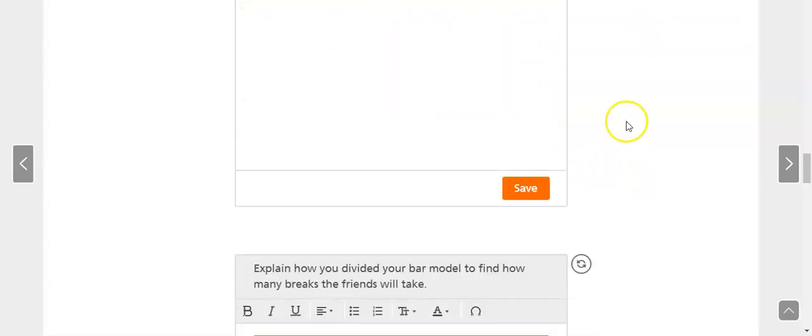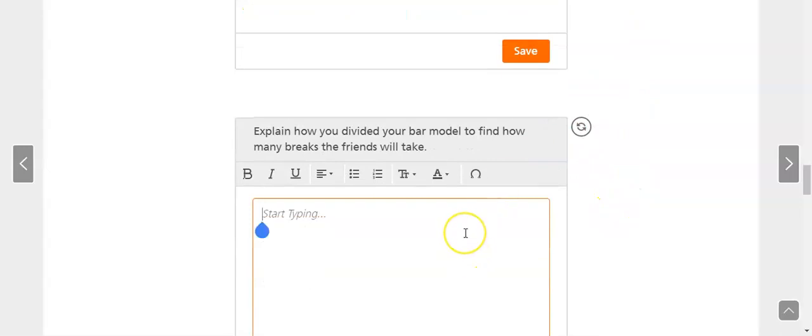So if we go down here, explain how you divided your bar model to find how many. So what I did, I divided each rectangle into fourths. Then I showed groups of 3/4 by circling them. And that was it.